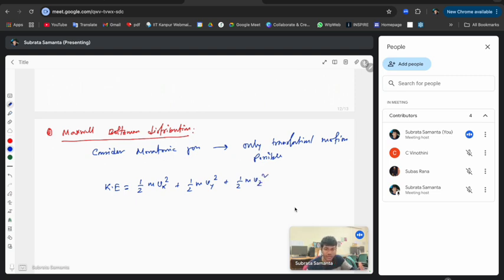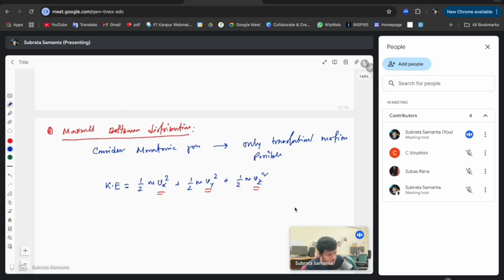So there are 3 directions, 3 translational, and the velocities in the x, y and z directions are vx, vy and vz. So you can write this is basically half m v square. So v is the molecular speed and vx, vy, vz are the molecular velocities in the x direction, y direction, z direction, okay. So this is crucial.